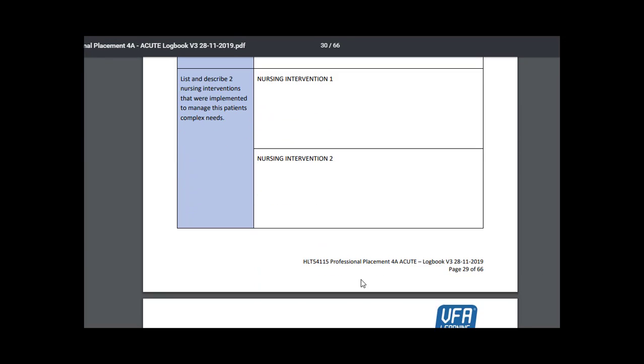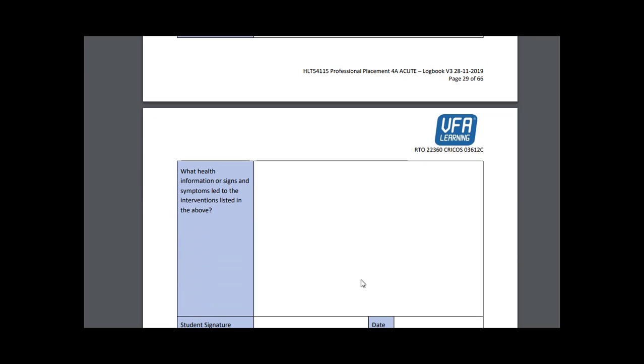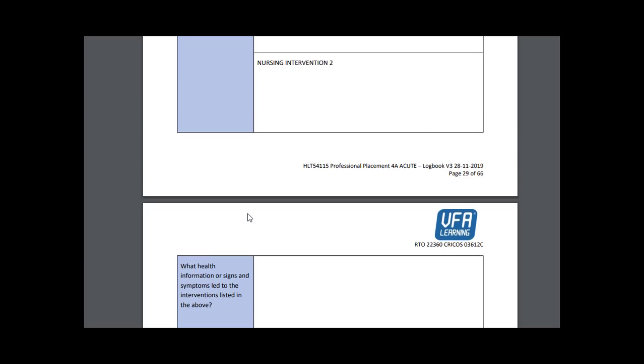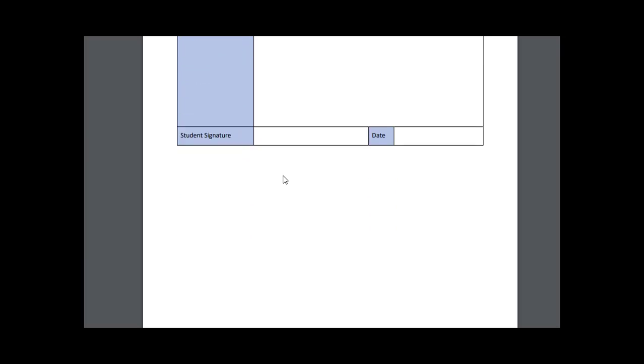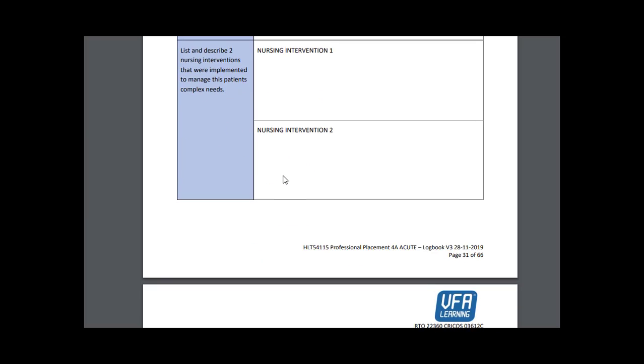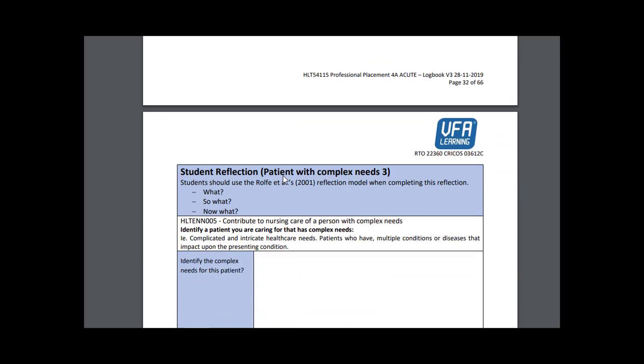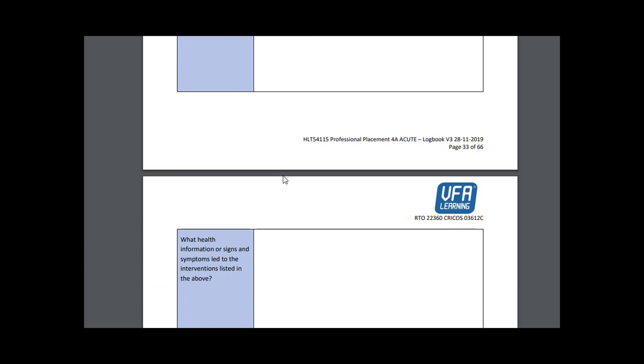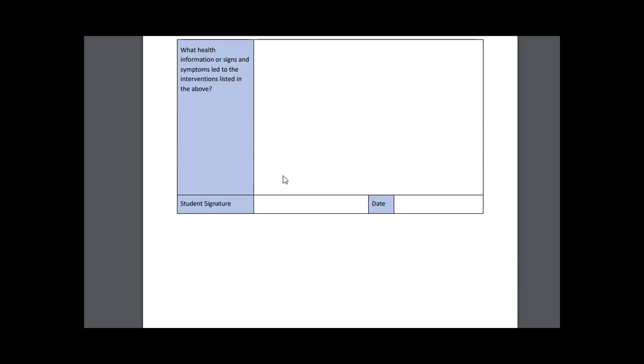What were some nursing interventions that you did to meet that person's health outcomes? And so 2 of those. And what health information did you use that led to making those nursing interventions? Okay, so how did you make that decision? What did you base it on? And then again, this is the same thing here, okay, for all the 3 people that you need to provide care for. So that's really got to be done on this placement.